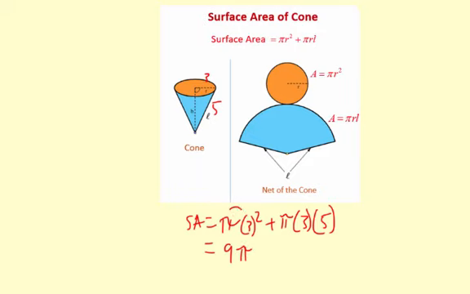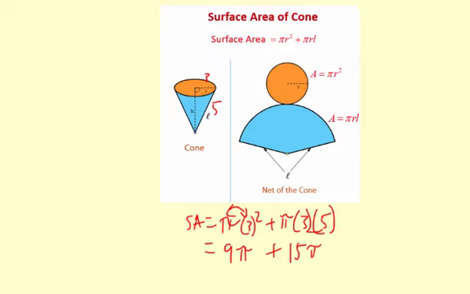And if it's easier for you to switch these around first, you can do that. Over here, pi times 3 times 5, well, 3 times 5 is 15, so I'm going to put 15 pi for that one. So how do you add these?